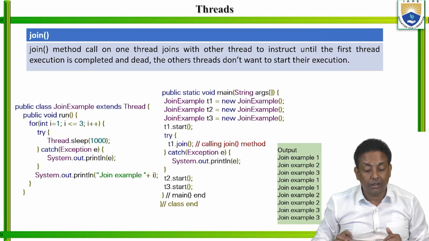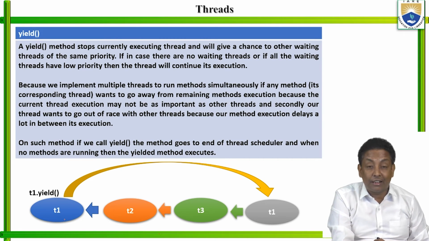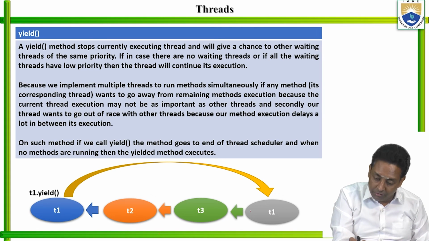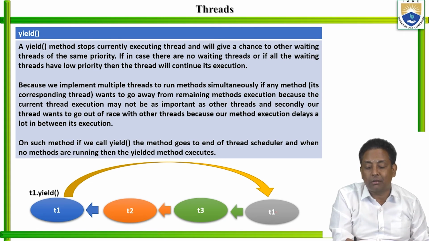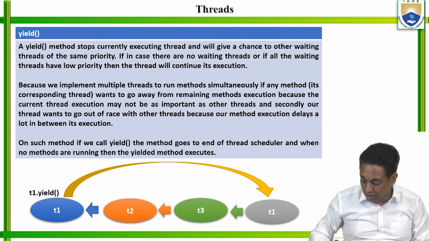That example is complete. Yield is complete, but still if you call the yield method, the thread won't die. The thread will go to the end of the queue, and once all preceding thread executions are completed, as the last thread it will execute. But it won't die. The thread won't die.